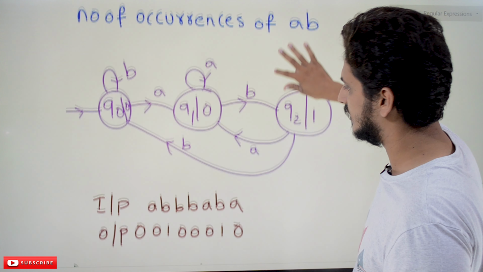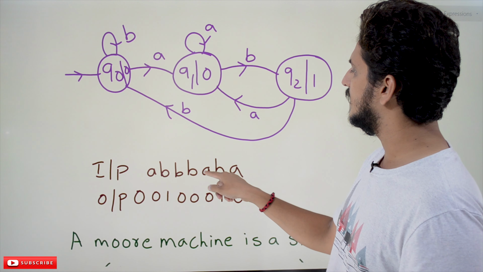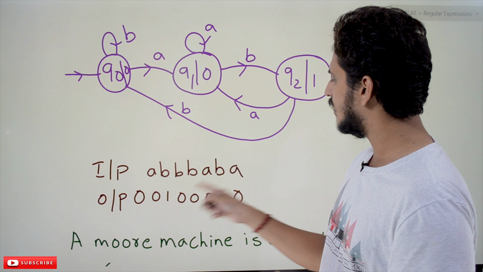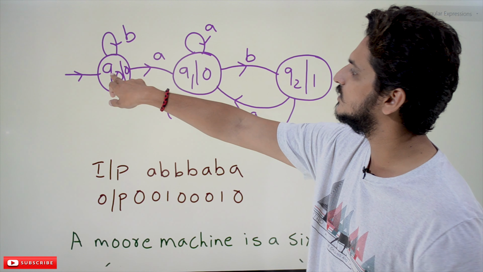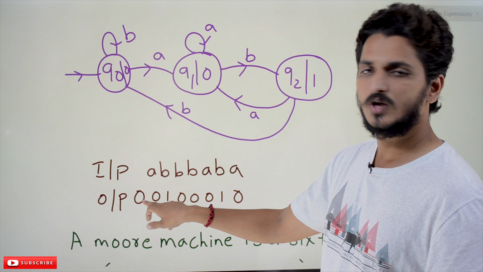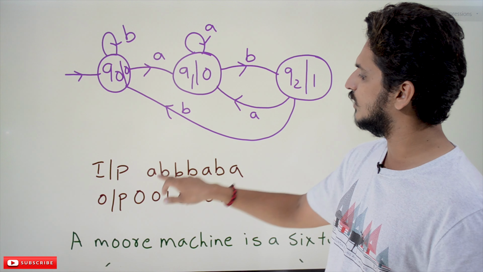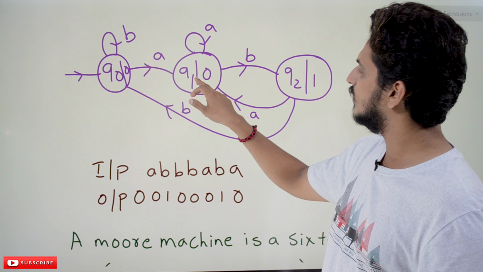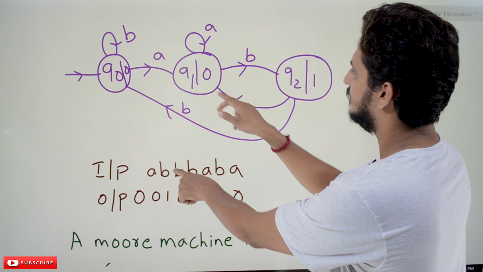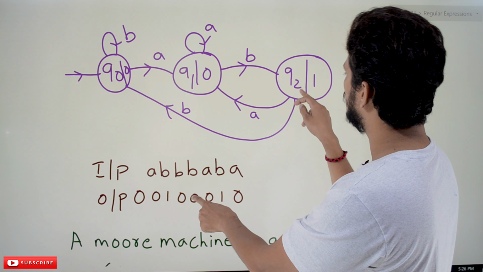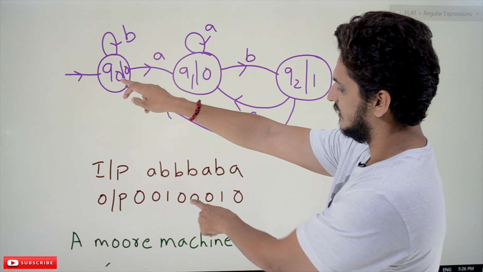Let's try to understand with an example: AB, B, AB, BB, AB, A. How many occurrences are there? 2 occurrences of AB are there. Initially we start with Q0. What's the output? We have to display 0. Whenever you take the input symbol A, we are moving to Q1, so display 0. On Q1, if you see the input symbol B, we are moving to Q2, so that's why we are displaying 1. After that, if you see B, we are coming here and displaying 0.